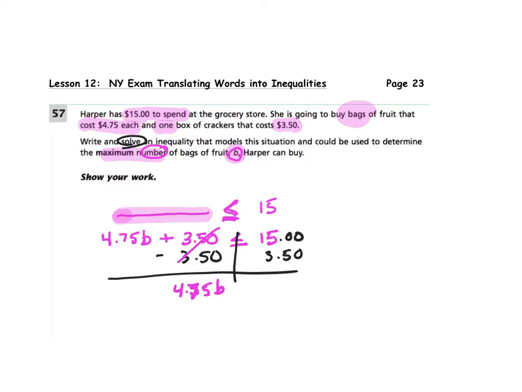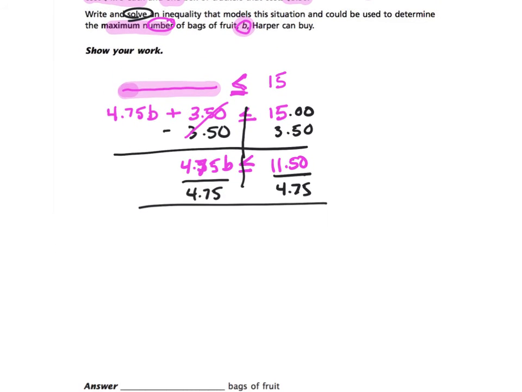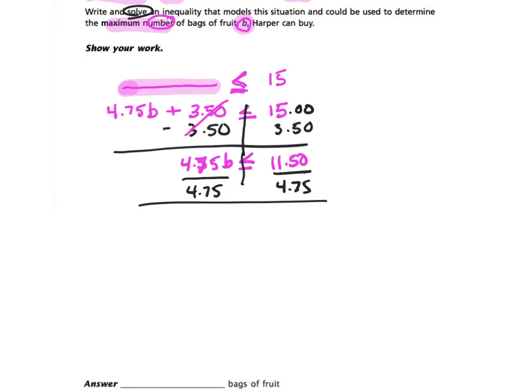After we complete that step, we have $4.75 b. Still have our inequality sign going the same direction, and now we have $11.50. So now we are going to divide by our coefficient of $4.75 on each side. So would you please pause and take your calculator out? So you probably came up with a very lovely answer, and it looked like this, 2.42105, and then it continued on.